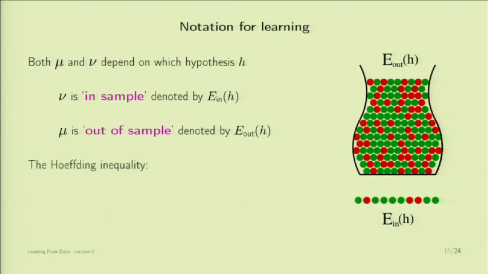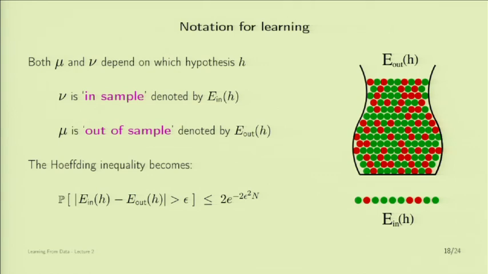Now the Hoeffding inequality, which we know all too well by now, said the following. All I'm going to do is replace the notation. Now it looks a little more crowded, but it's exactly the same thing. The probability that your in-sample performance deviates from your out-of-sample performance by more than your prescribed tolerance is less than or equal to a number that is hopefully small. And you can go back and forth between the old and the new notation. So we are settled on the notation now.